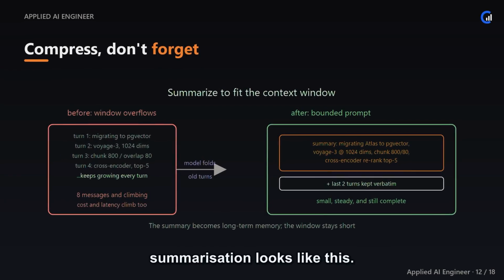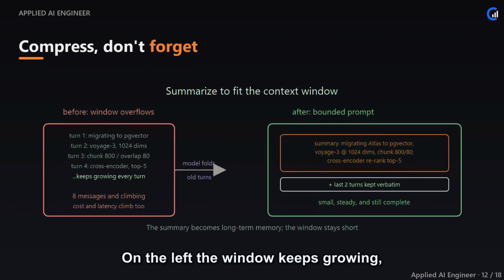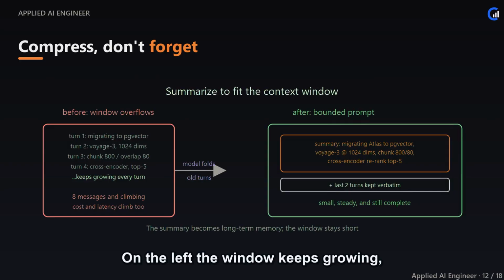Visually, summarization looks like this. On the left the window keeps growing, turn after turn, until it overflows and cost and latency climb with it. The model folds the old turns into one compact summary on the right, and we keep just the last couple of turns verbatim beside it.